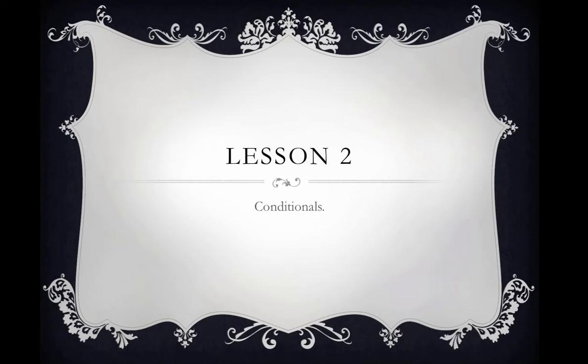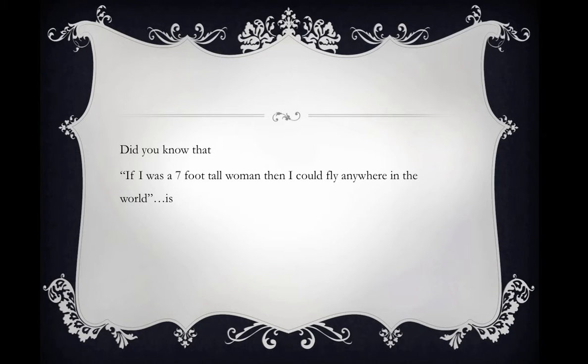Alright, let's learn what a conditional is. Did you know that the statement, if I was a 7-foot tall woman, then I could fly anywhere in the world, is actually true? So I want you to think about that for a second. I'm obviously not 7 feet tall, nor am I a woman. But if I were, then I could fly anywhere in the world. Now let's figure out why this statement is true, because I think most people would argue that this is false.